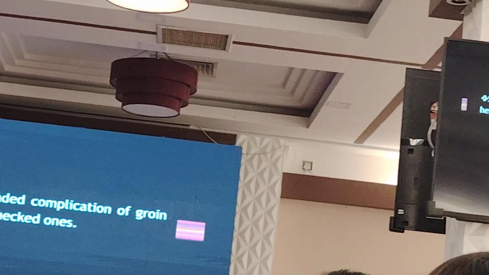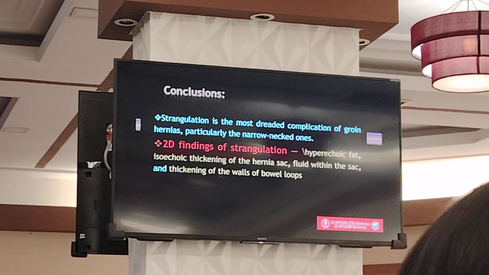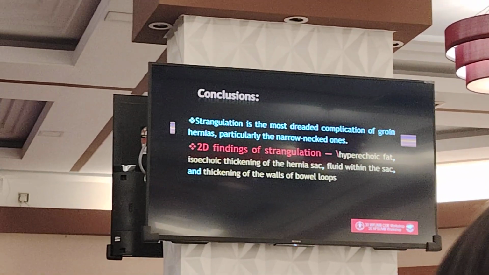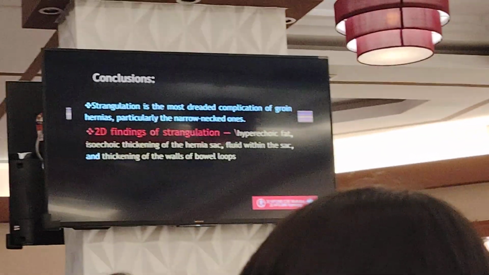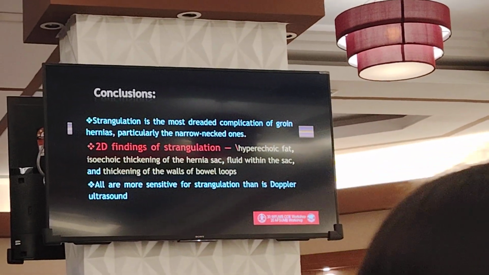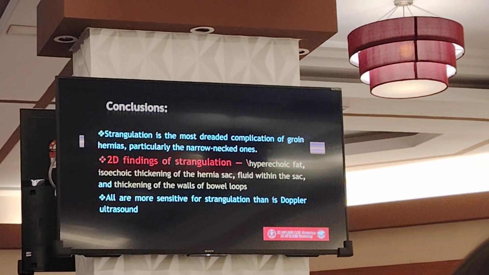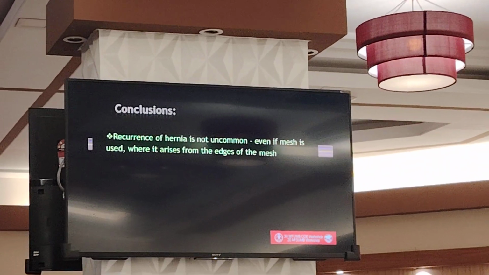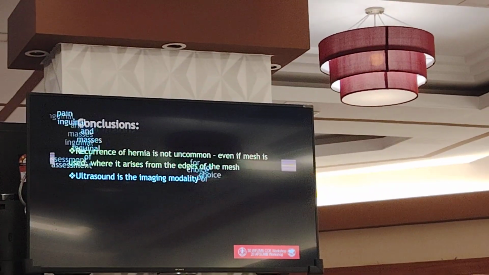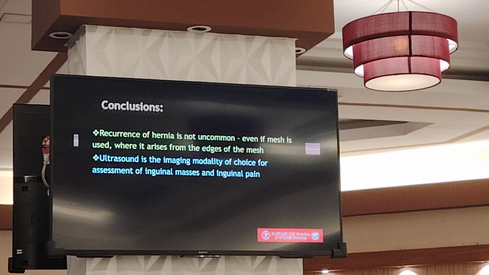Strangulation is the most dreaded complication, particularly with narrow-necked ones. 2D findings of strangulation are hyperechoic fat, isoechoic thickening of the hernia sac, fluid within the sac, and thickening of the walls of bowel loops. All are more sensitive for strangulation than Doppler ultrasound. So Doppler is not as sensitive as these 2D findings. Recurrence is not uncommon even if mesh is used, where it arises from the edges of the mesh. Ultrasound is the imaging modality of choice.